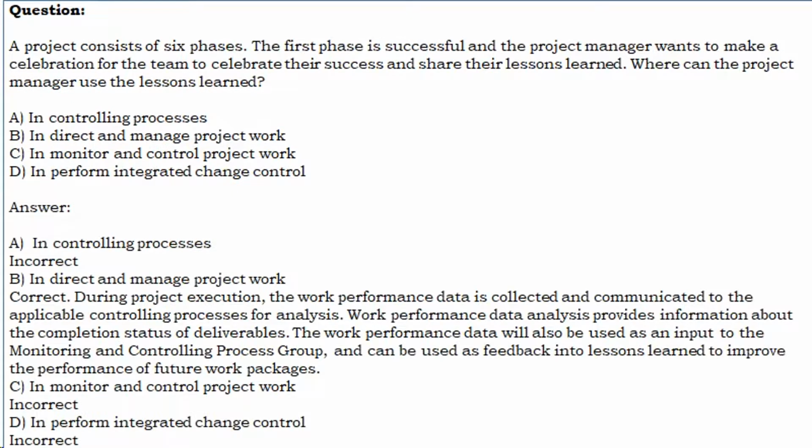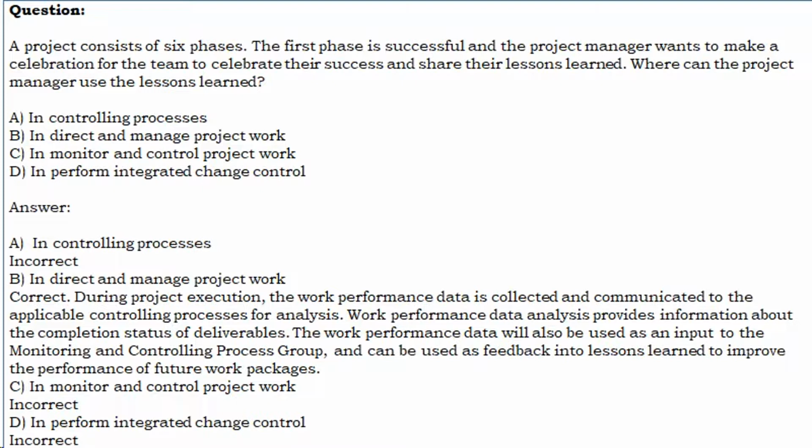A. In controlling processes. Incorrect. B. In direct and manage project work. Correct. During project execution, the work performance data is collected and communicated to the applicable controlling processes for analysis. Work performance data analysis provides information about the completion status of deliverables. The work performance data will also be used as an input to the monitoring and controlling process group, and can be used as feedback into lessons learned to improve the performance of future work packages.